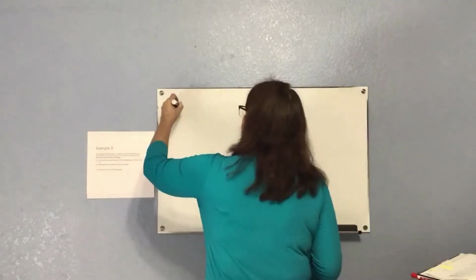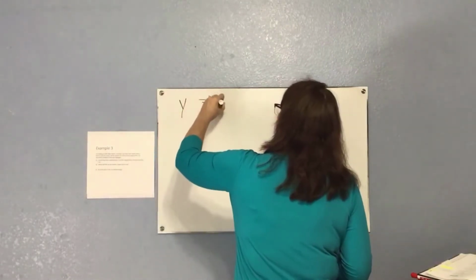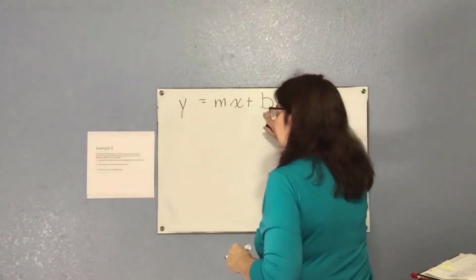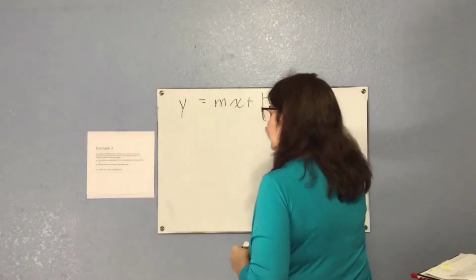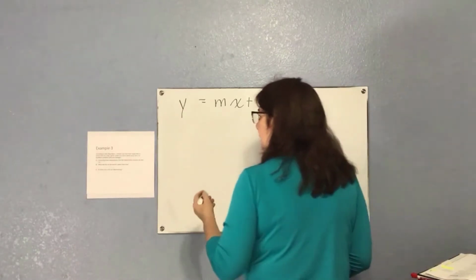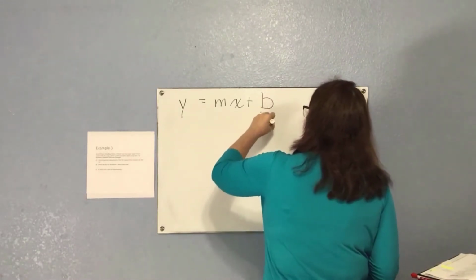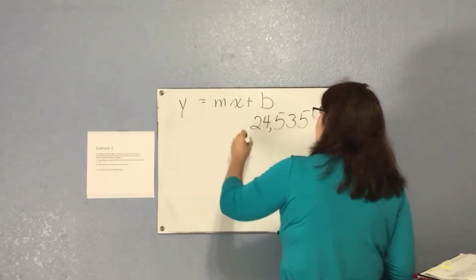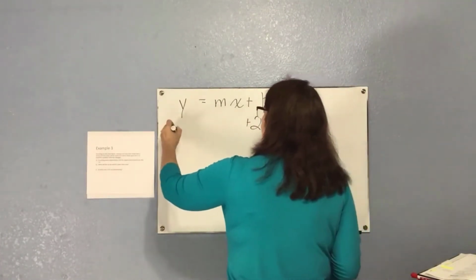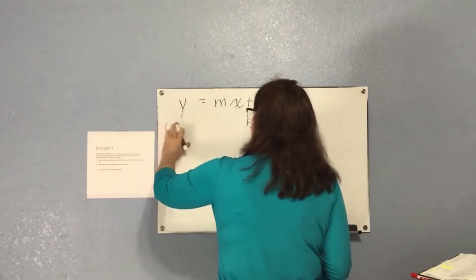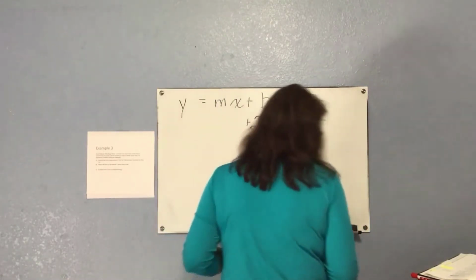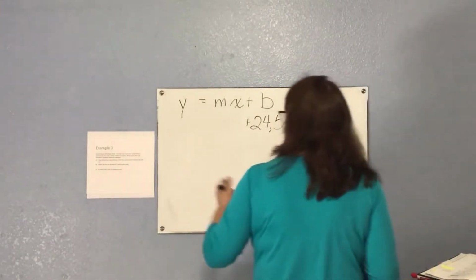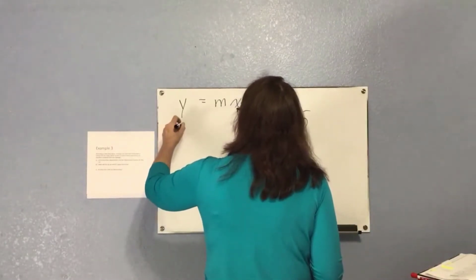So we start with that linear function, y equals mx plus b. I like to think of b as where we begin. So where did we begin? At $24,535. Now we just have to figure out m. Now I'm going to change this over to, well, not C of x. What am I going to call this? We'll just leave this as y.